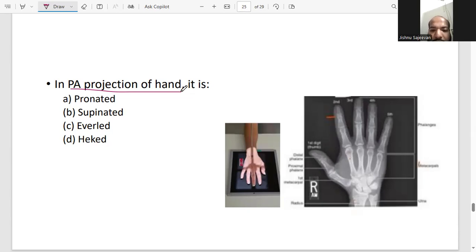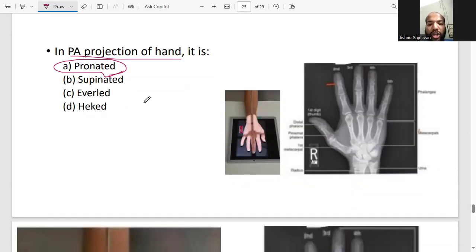Here we know that the central ray is entering through the posterior aspect of the hand and exiting through the palm. That means the palm of the patient's hand is in contact with the cassette. So the incident ray will be entering through the posterior aspect. So what will be the correct answer actually? This is not at all inverted or head position. Here we know that it is pronated. The anterior part of the hand, that means the palm, is in contact with the cassette, so it is termed as pronation of the hand.